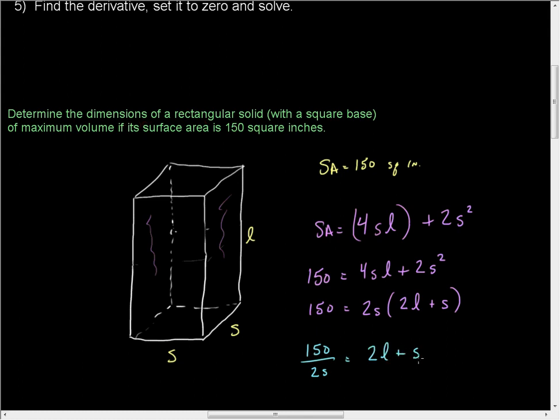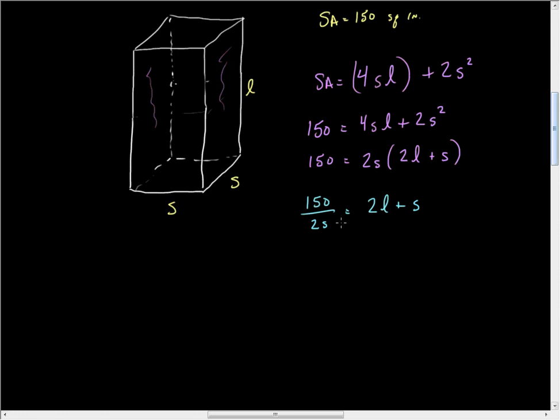And I'm going to subtract S off. And so it's 150 over 2S minus S is equal to 2L. Now I have to divide by 2. So as you can see, this can get very nasty very quickly. And so let's divide by 2. And so that we get 150 over 4S minus S over 2 is equal to L.